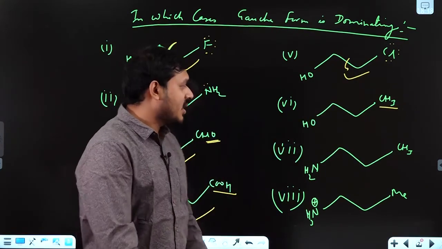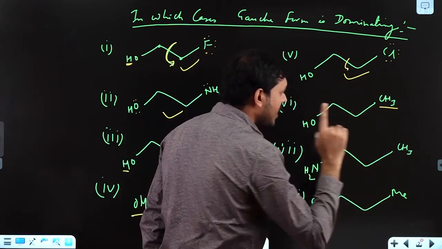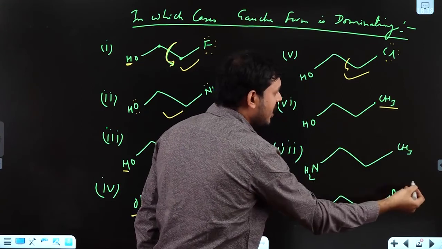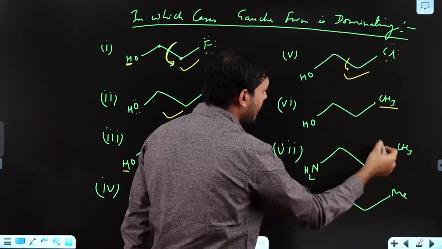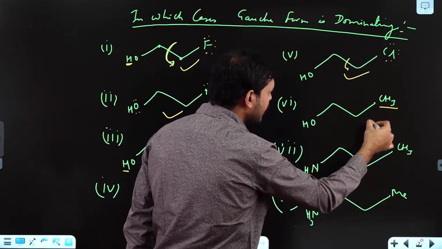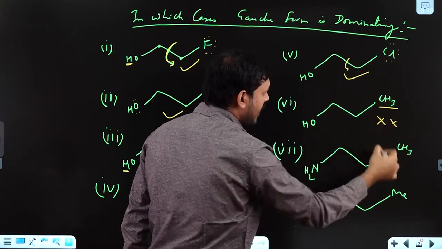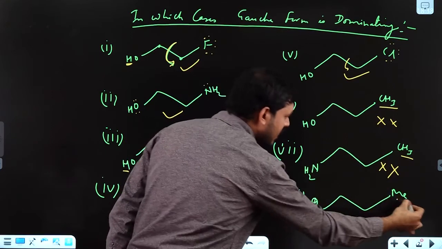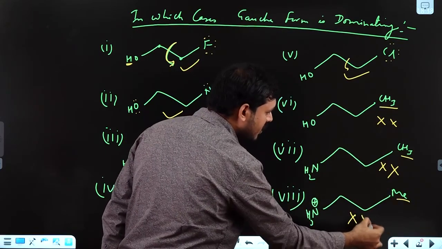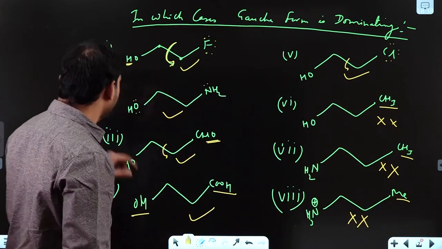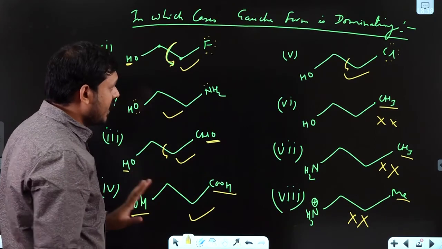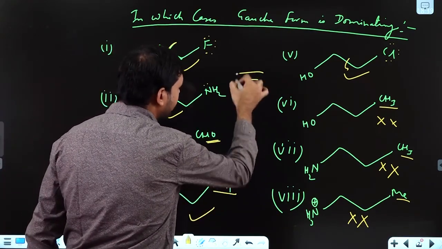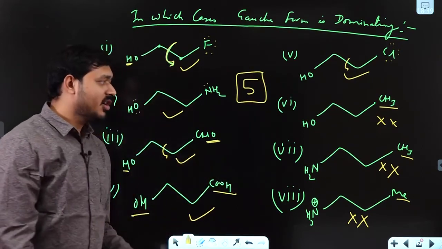Okay, so here you can see this carbon cannot form hydrogen bonding. Hydrogen attached with carbon also cannot form hydrogen bonding. So here in this case you can say gauche form is not dominating. Again this CH3 and NH2, gauche form is not dominating. Again this CH3 and NH3 plus, gauche form is not dominating. So you can see in case of 1 2 3 4 5 6 7 8, among these 8 only 5 cases where gauche form is dominating.